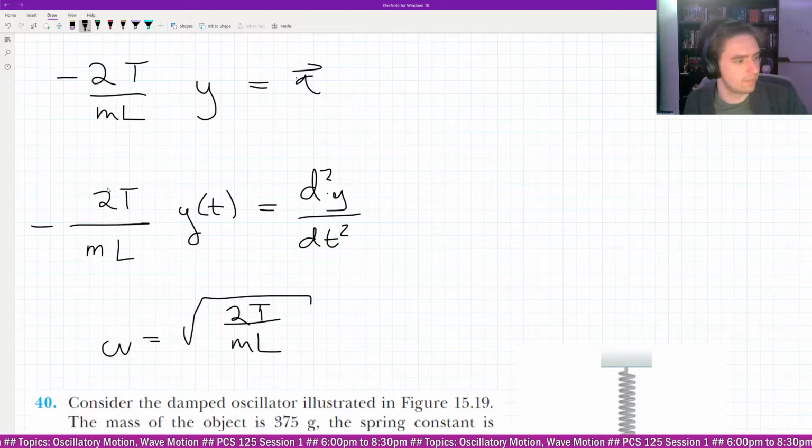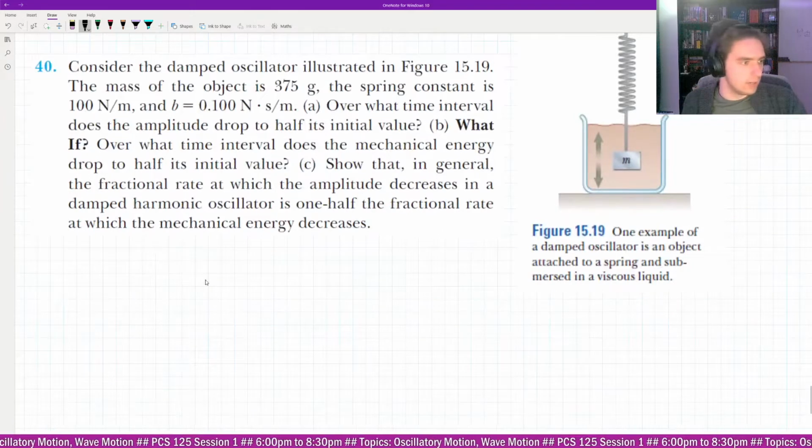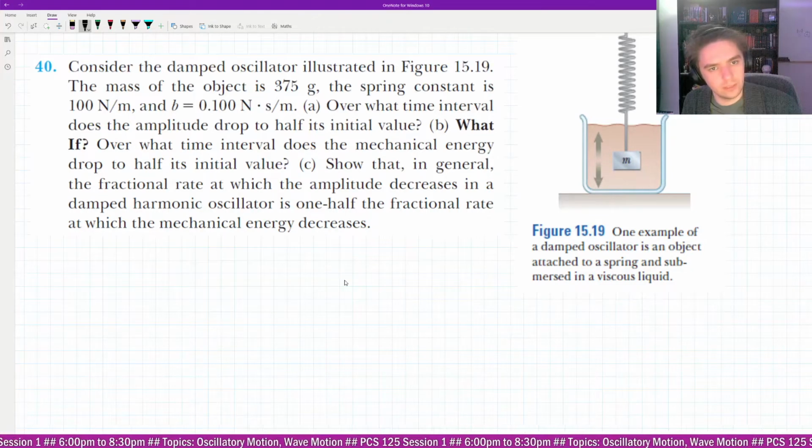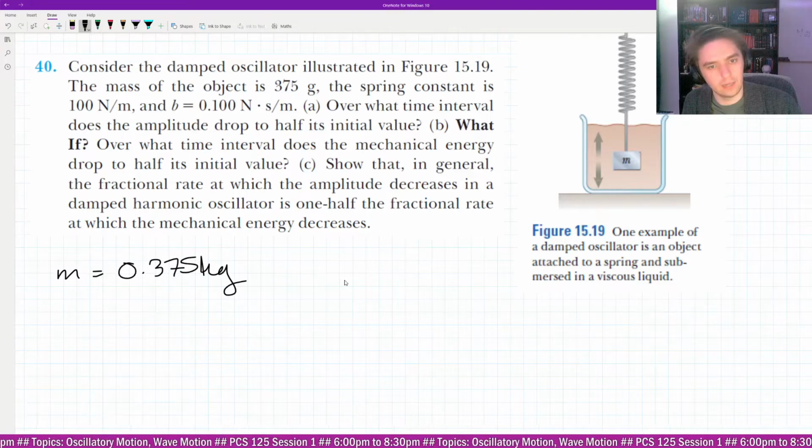Okay, there we go. So now number 40. Consider the damped oscillator illustrated in that figure. The mass of the object is 375 grams, so m equals 0.375 kilograms.